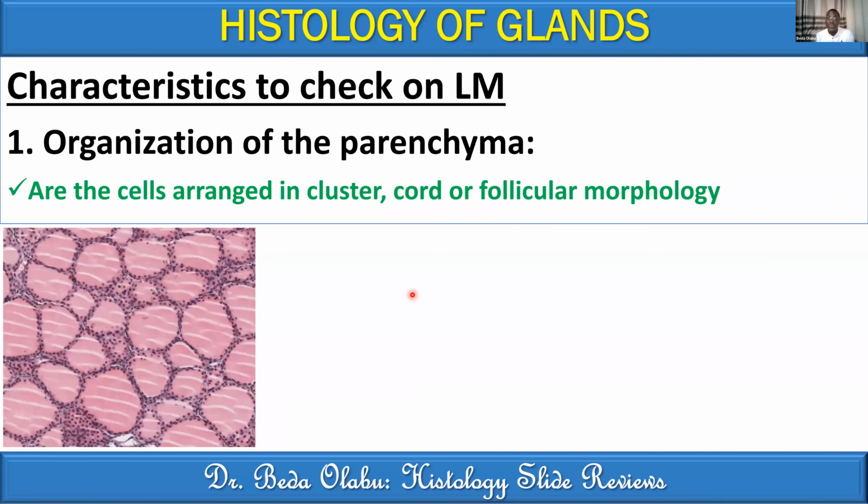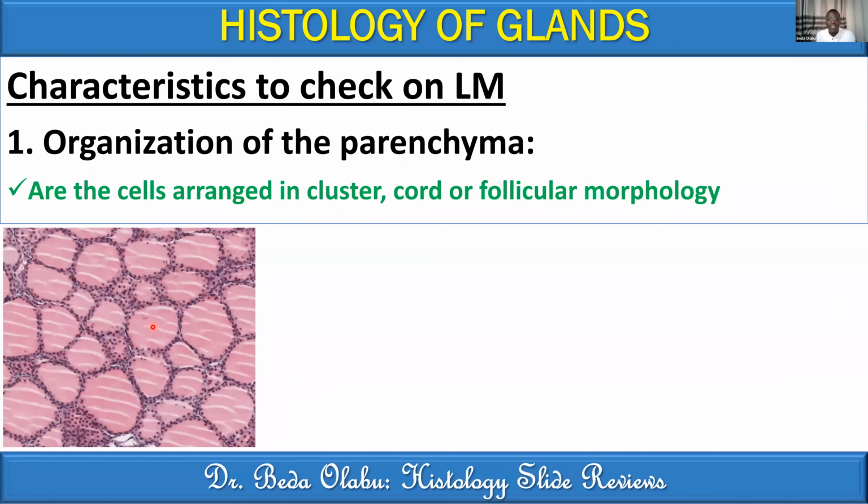Most of you have said that is follicular morphology, and that's a correct response. Some of you have said a cluster, or one or two people said cord. That may not be true. So this is a follicular morphology: a ring of cells around a central material.